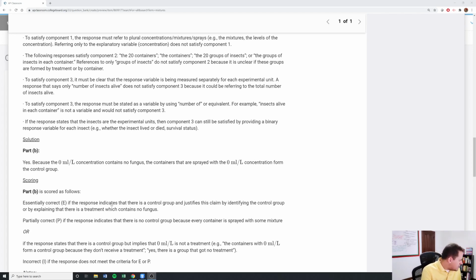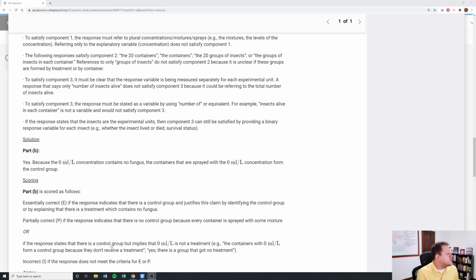You get an E for that part if you indicate that there is a control group and justify it by identifying it or explaining there is a treatment which contains no fungus. Partially correct if you're wrong, that there is no control group because every container is sprayed with some mixture. So they're saying you could make the argument that even though you're spraying it with something that has no fungus in it, you're still applying that treatment. That doesn't make it not a control group, so you're not right, but they're still willing to give you a P for that as long as you justify that answer.